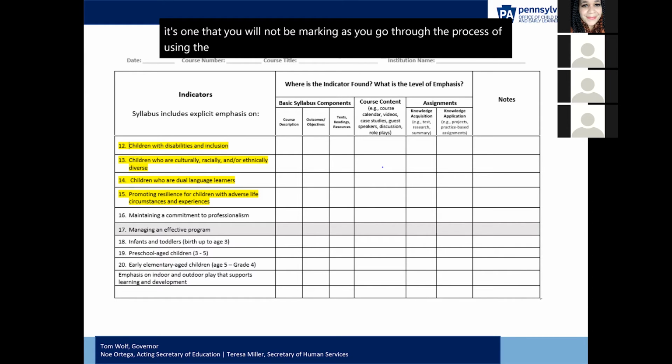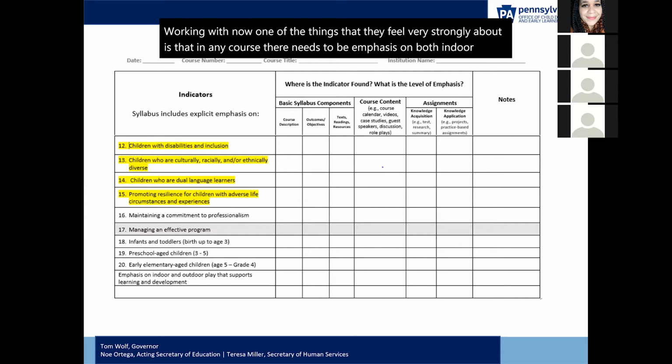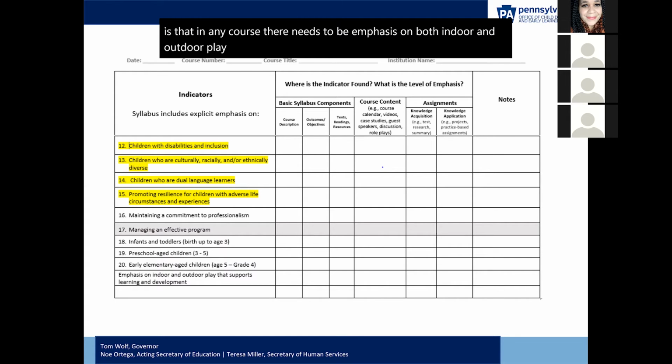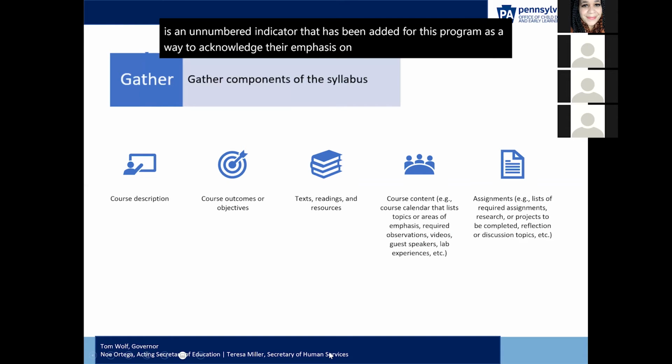Finally, and actually this is an example that came from a program in Pennsylvania that I'm working with now. One of the things that they feel very strongly about is that in any course, there needs to be emphasis on both indoor and outdoor play that supports learning and development. So what you see is an unnumbered indicator that has been added for this program as a way to acknowledge their emphasis on that area of learning and development.